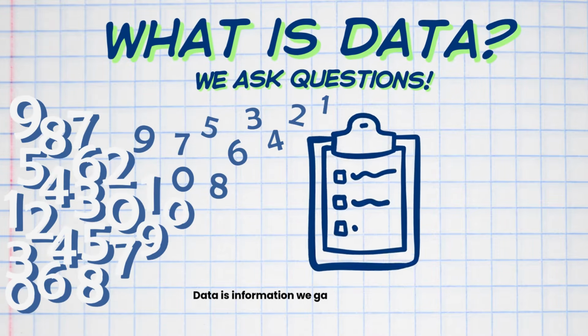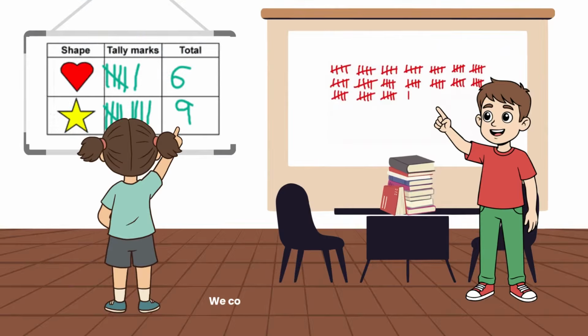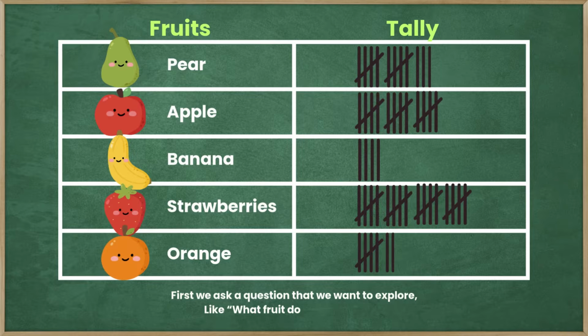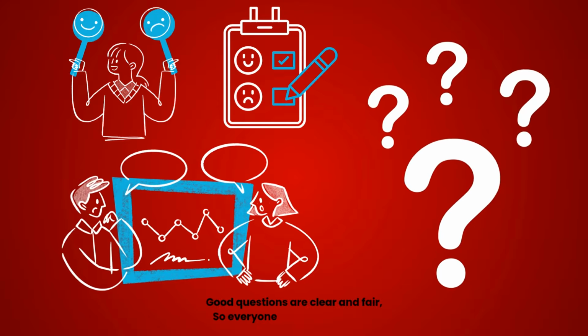Data is information we gather and see, numbers and facts about you and me. We collect it to learn what's true, to answer questions we're curious to do. First we ask a question that we want to explore, like what fruit do kids like more? Good questions are clear and fair, so everyone answers with care.